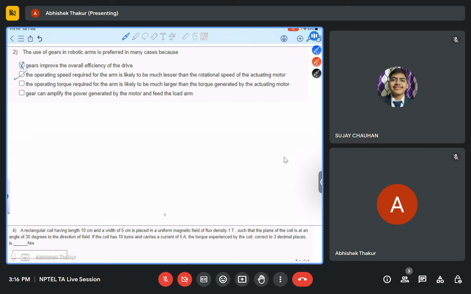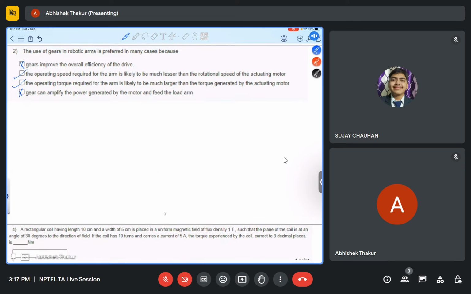And also the operating torque required for an arm is likely to be much larger than the torque generated by the actuating motor. Yes, so this is also the correct option. And the fourth option is wrong, that it can amplify the power generated by the motor. So these are just theoretical questions. Options B and C are correct.